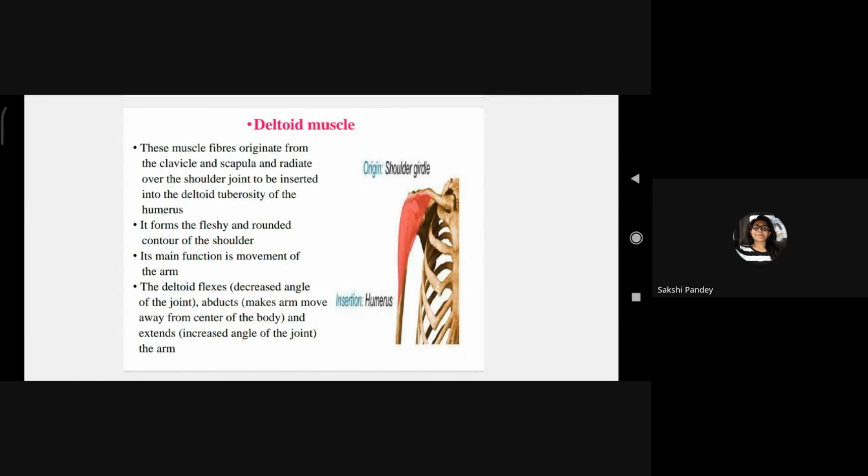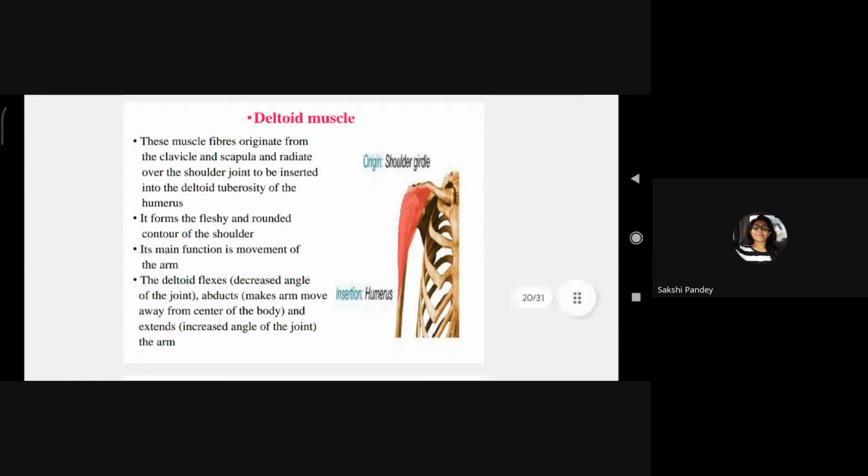Okay. So it has nothing to do with the biceps and triceps muscle, ma'am. No, the muscles are completely different.